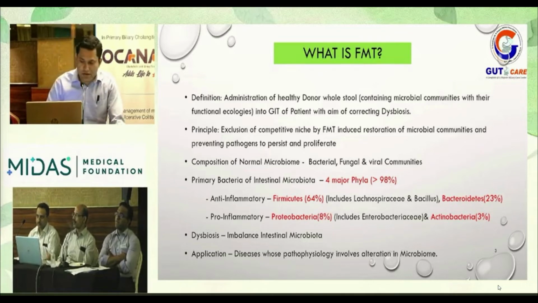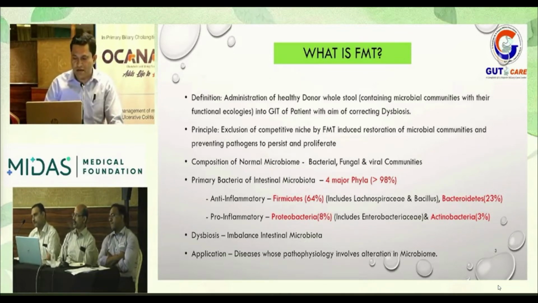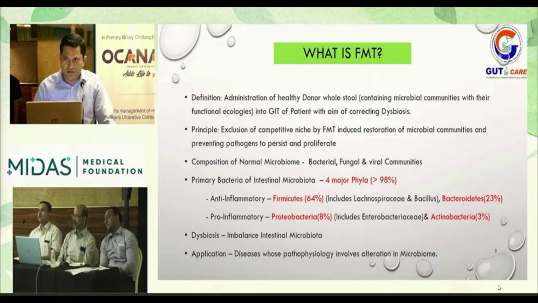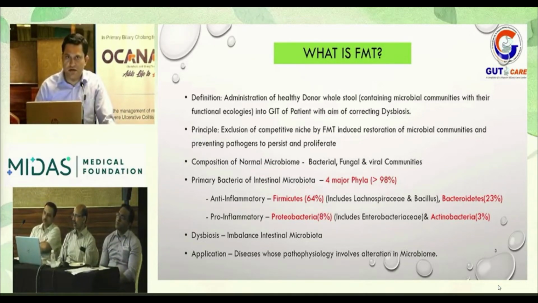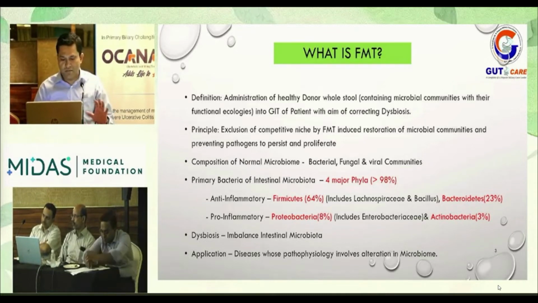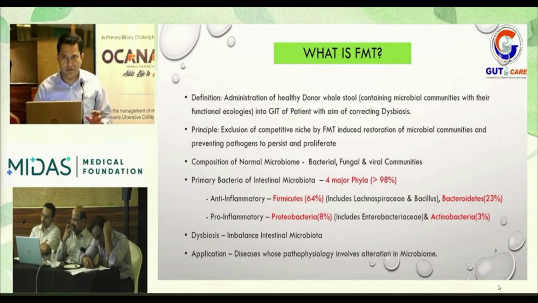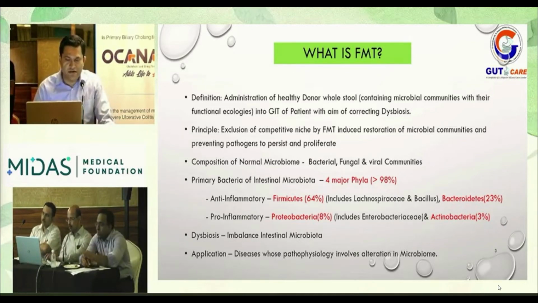The normal microbiome is composed of bacterial, viral, and fungal communities, and the primary bacteria of intestinal microbiota generally consist of 4 major phyla, which constitute more than 98%. The most common are Firmicutes and Bacteroidetes, which constitute more than 80 to 85%, and the others are Proteobacteria and Actinobacteria. If this balance of having more Firmicutes and Bacteroidetes and fewer Proteobacteria and Actinobacteria changes, it is called dysbiosis, and thus FMT finds its application in diseases whose pathophysiology involves alteration in the microbiome.